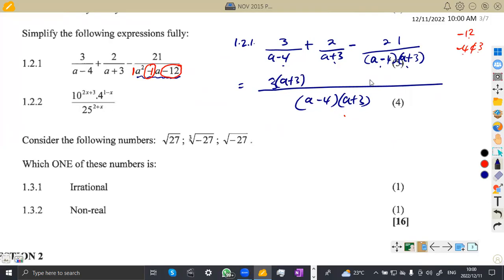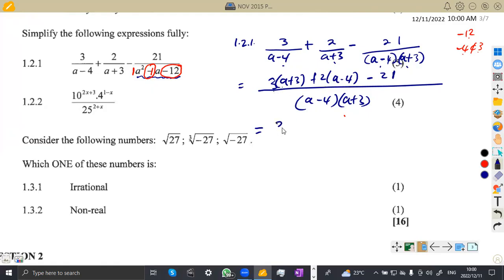All right, the same thing here, a plus 3 and a plus 3 will cancel. That means you remain with a minus 4. A minus 4, a plus 3, a minus 4, a plus 3, these will cancel. So you remain with just negative 21. All right, so you can expand brackets, then collect like terms.